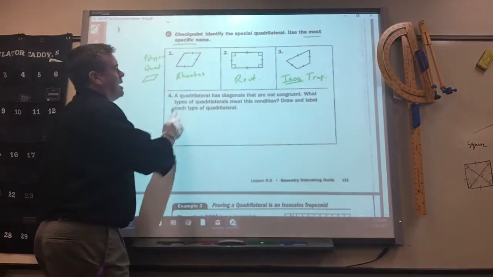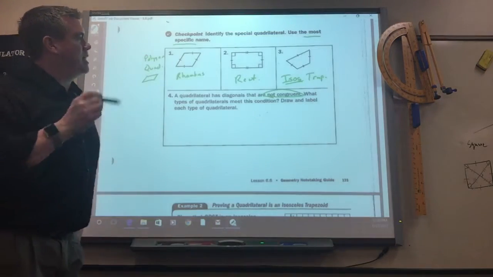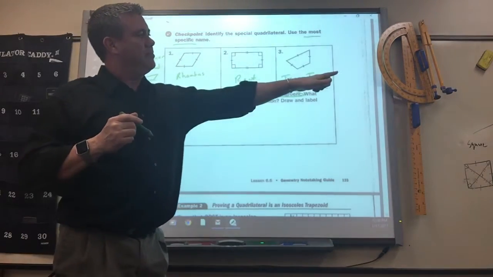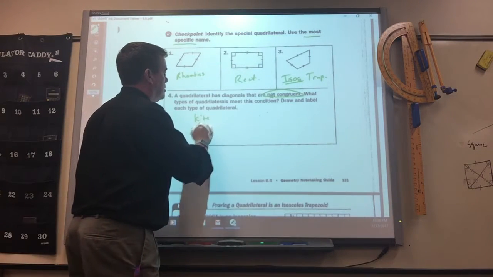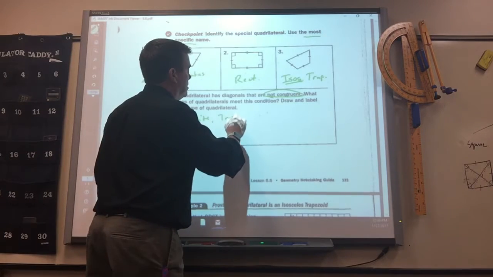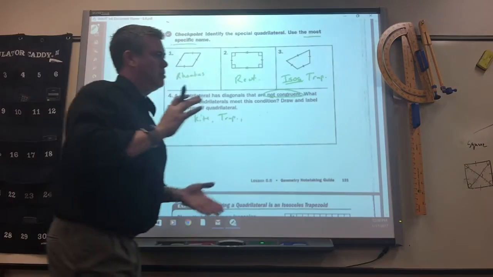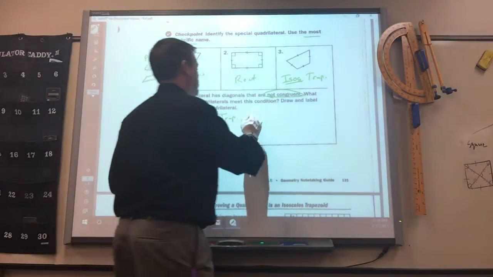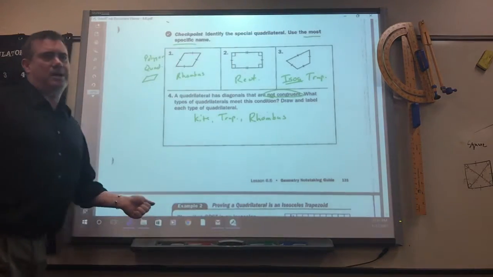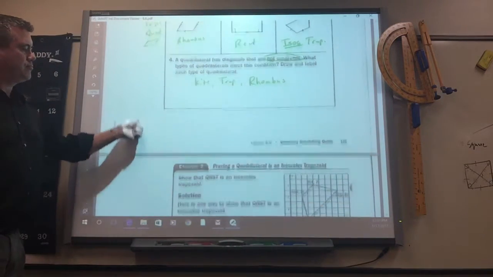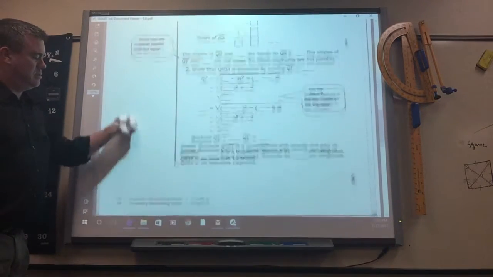Okay, a quadrilateral has diagonals that are not congruent. What types of quadrilaterals could that be? A kite? Trapezoid? A rectangle? They are congruent. Rhombus. Those are the three that could have diagonals that are not congruent. Okay, we don't need to do that one.